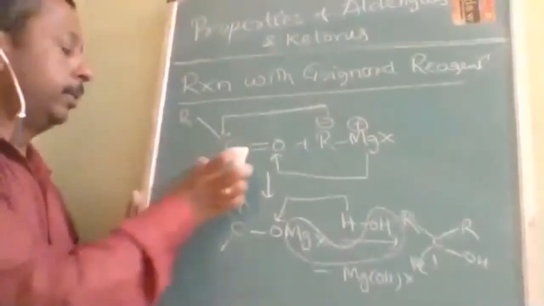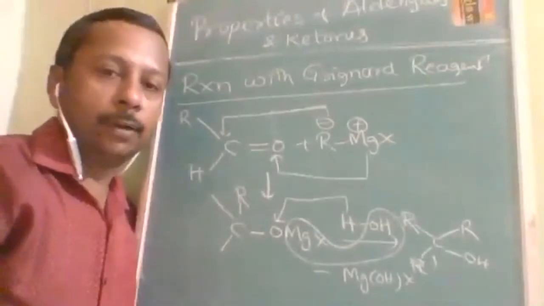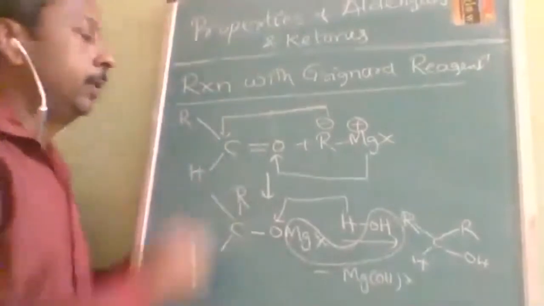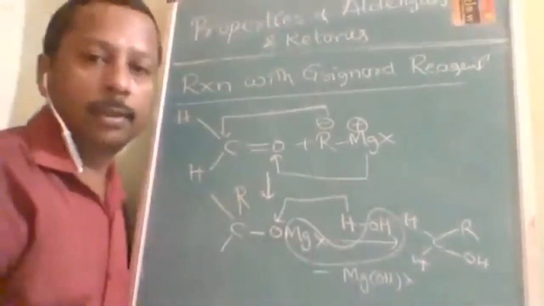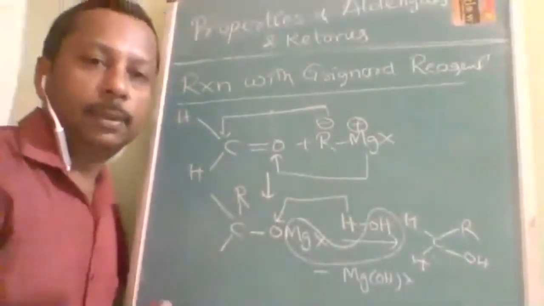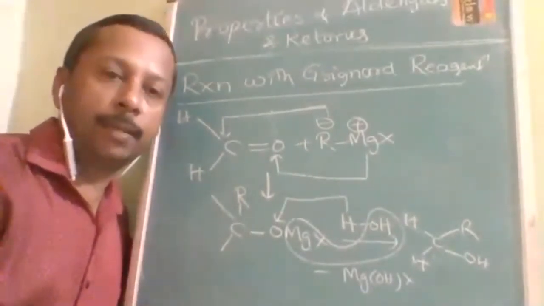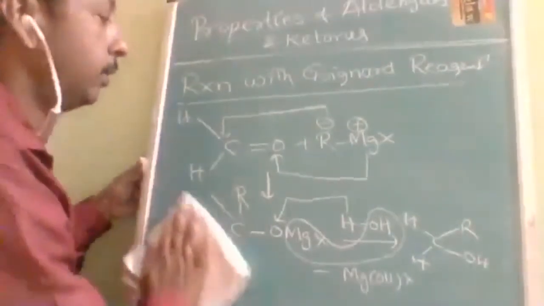If it is an aldehyde other than formaldehyde, then what is it going to be? A 2-degree alcohol. If it is formaldehyde, then what will you get? A primary alcohol. Depending on the type of carbonyl compound, we can prepare primary, secondary, and tertiary alcohols. I am going to write a list of it, so try to be very careful. This Grignard reagent is the most important topic.